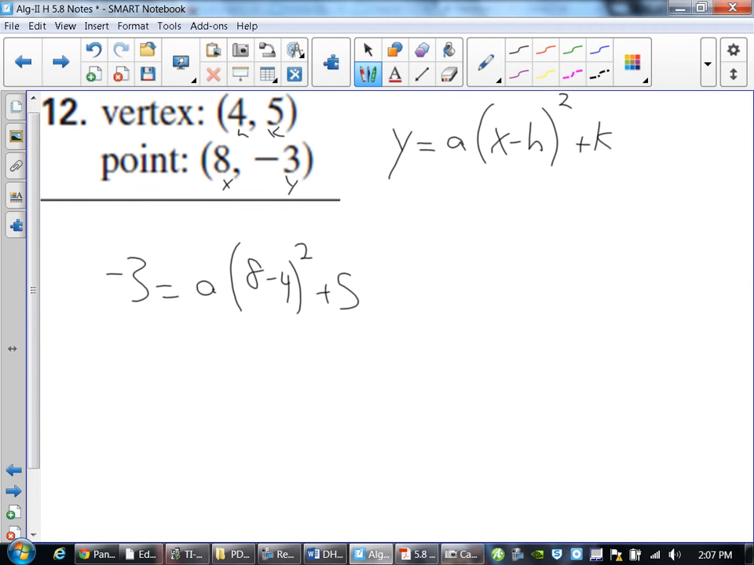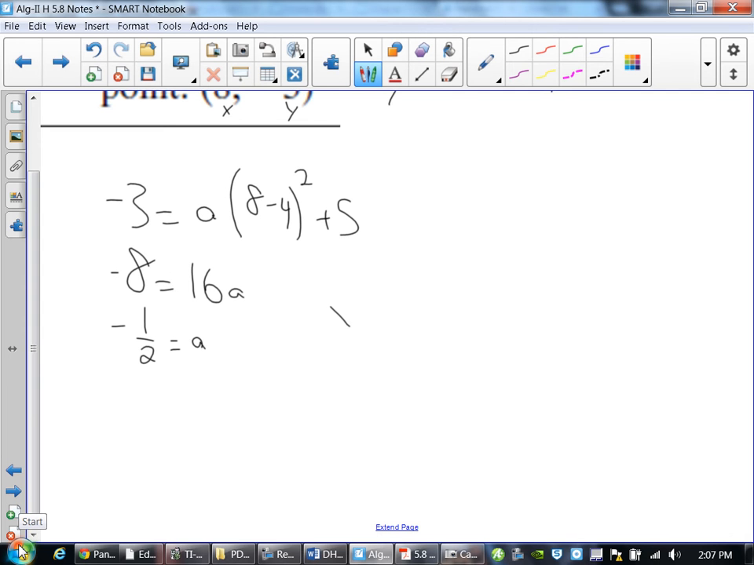Okay. Subtract the 5, we get negative 8. And 8 minus 4 squared is 16. And that gives us an a value of negative 1/2. And just rewrite. How did you get rid of the square function? What's 8 minus 4? 4. What's 4 squared? 16. And then your final, you just write it out as y equals negative 1/2 times x minus 4 squared plus 5.